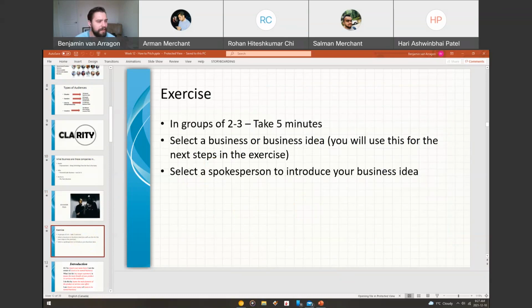Okay, so in groups of two, I think, because we only have four people, I'm going to give you 5 minutes, so until 9:33, to select a business or business idea that you want to use for this, and select a spokesperson to introduce your business idea. So I'll split you off into two little breakout rooms.